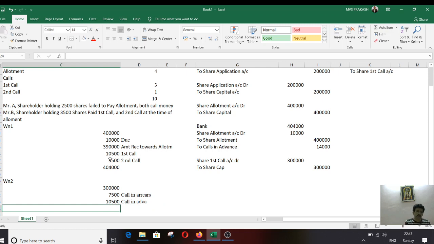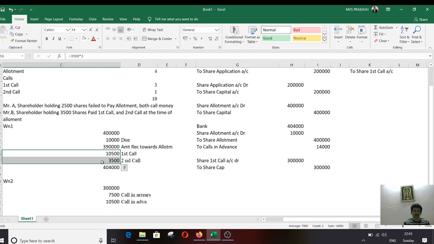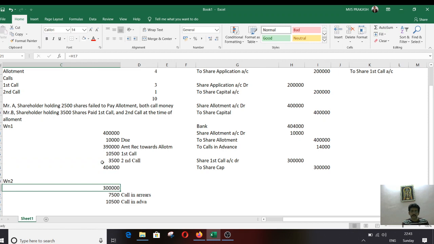Now what do I need to do? I am putting that as a part of advance. From your advance accounts, if you see here, in calls in advance account there is 14,000. From the 14,000, 10,500 I have to move from calls in advance to the share first call account. That's it. Now again, 3 lakhs is the amount which you are supposed to receive.